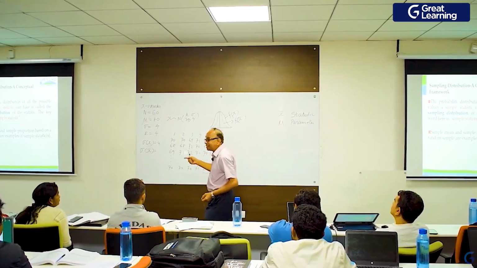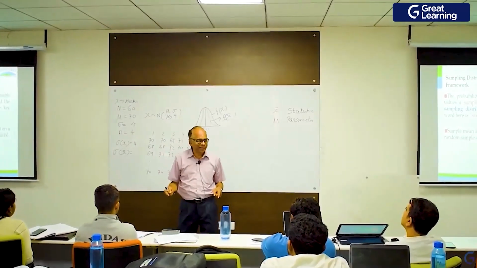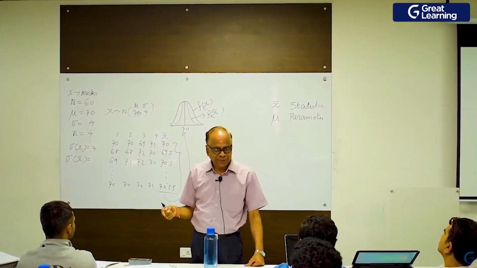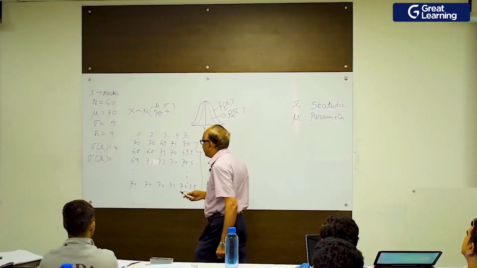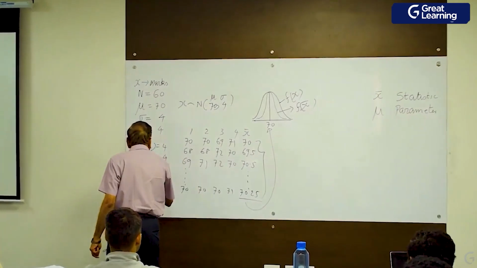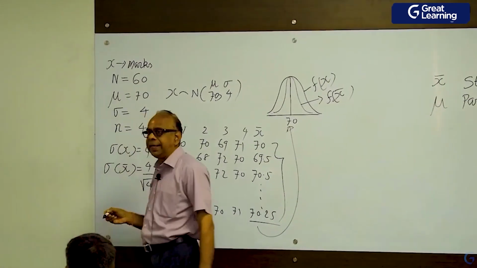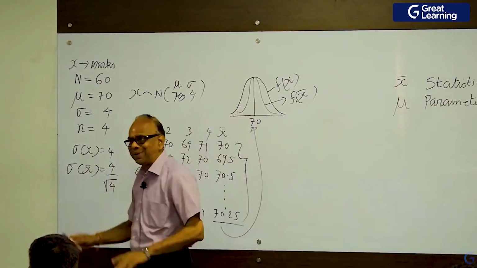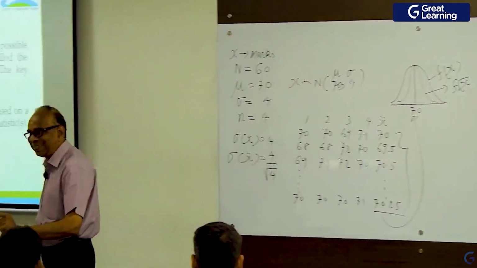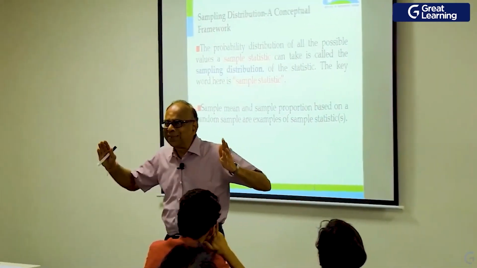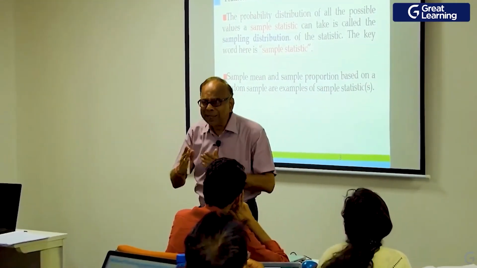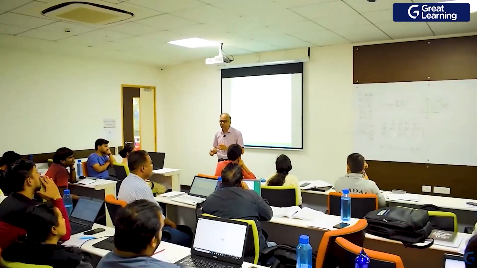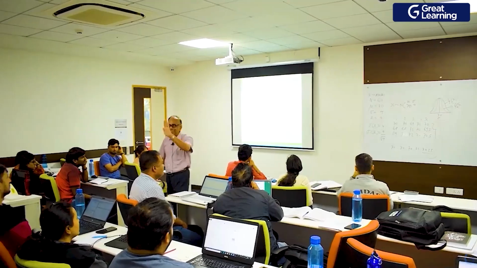Why? Because standard deviation is the square root of the variance, and the variance of x bar is the variance of x divided by n. When I take the square root, 4 by root 4. I don't want to derive it. In other words, the standard deviation of x bar is smaller, and it is inversely proportional to the square root of the sample size.